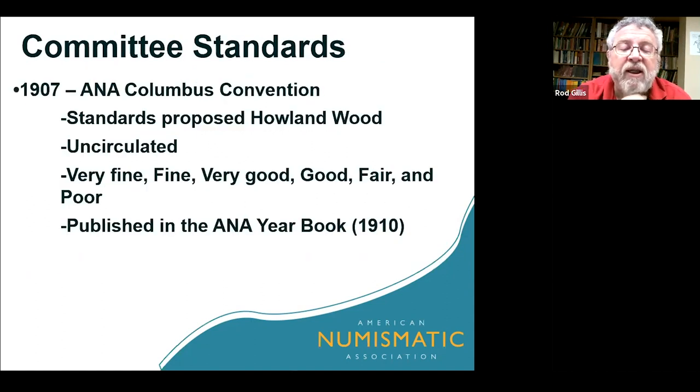In 1907, at the ANA Columbus Convention, standards were proposed by Howland Wood. What Mr. Wood suggested was that we should have an uncirculated grade, very fine, fine, very good, good, fair, and poor. And he published this in the ANA yearbook that was created in 1910.